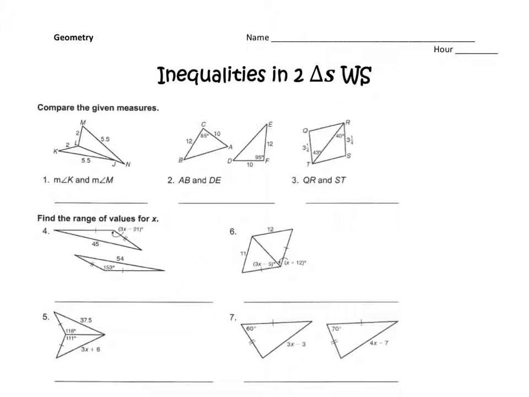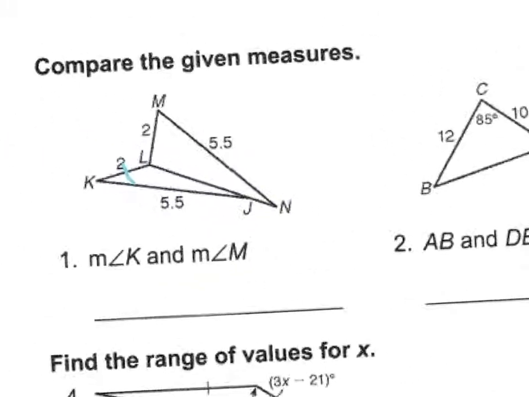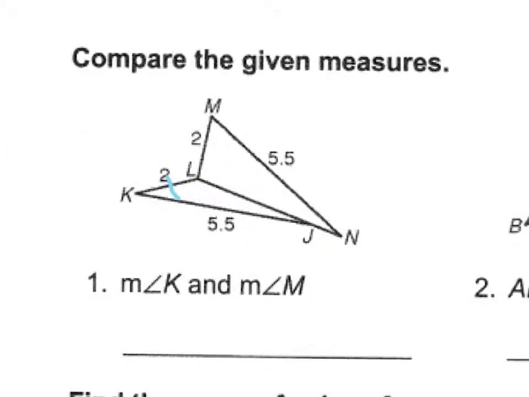Now we have congruent segments. For instance, these are both 2. Actually, let me zoom in here. We have this segment congruent to this segment because they're both 2. This is 5.5 and this is 5.5. And we're looking at the measures of K and M.